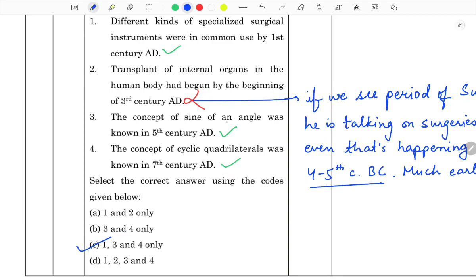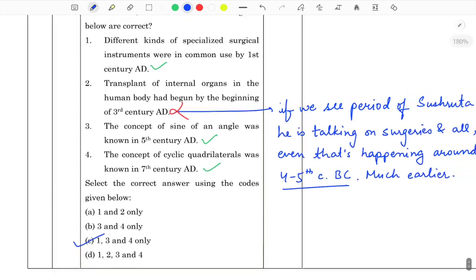Next, the concept of sine of an angle was known in the 5th century AD. Yes. The concept of cyclic quadrilaterals was known in the 7th century AD, that we've already seen. Okay, so only statements 1, 3 and 4 are correct, second is wrong.